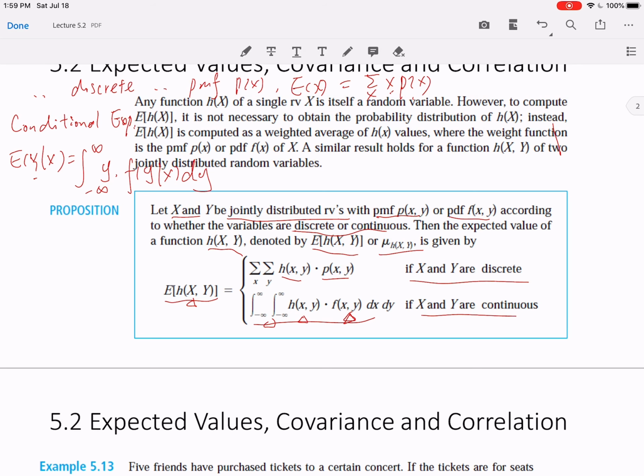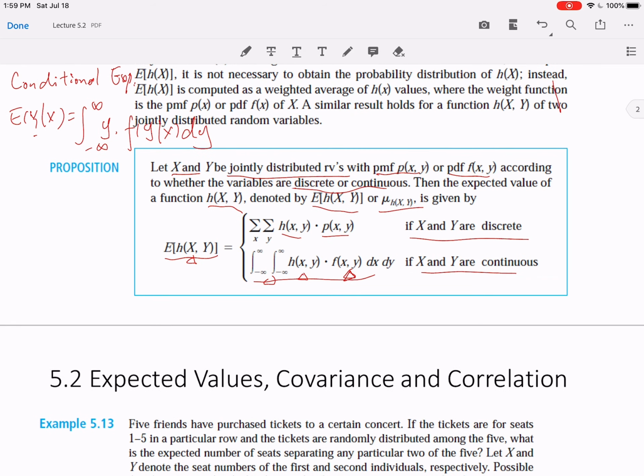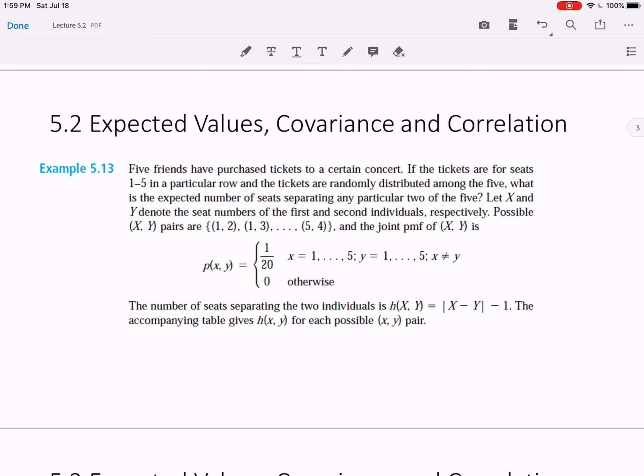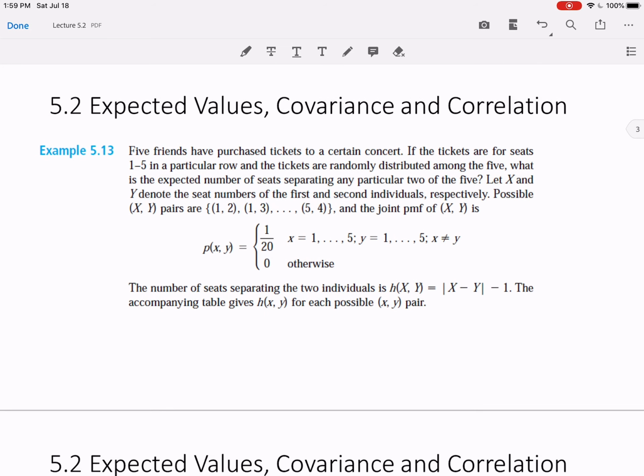All right, I hope this makes sense to you. And once the proposition makes sense, let's take a look at the example, example 5.13. Here's the background information. I don't want to read it all over, but what we need to know is we have the joint PMF of X and Y. p of x,y is always equal to 1/20. And the possible values for X are 1 through 5, which means X could be equal to 1, 2, 3, 4, and 5.